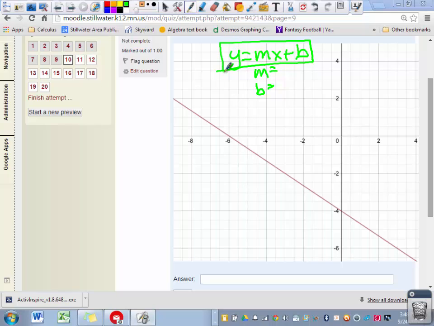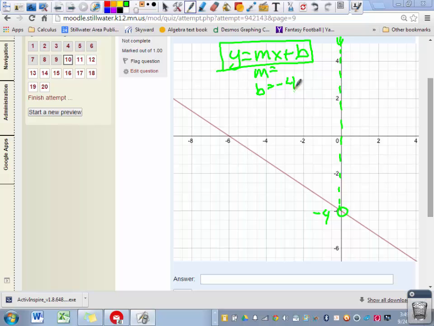So, the easiest one when you look at a graph is actually the b, right? The b is the y-intercept. Where does it cross over this axis right here? Where does it cross? Right there, at negative 4. So we know our b is negative 4. That's our y-intercept. The next thing we have to figure out is the slope.